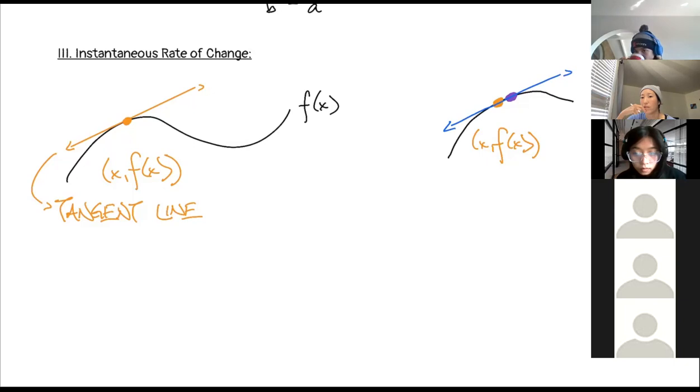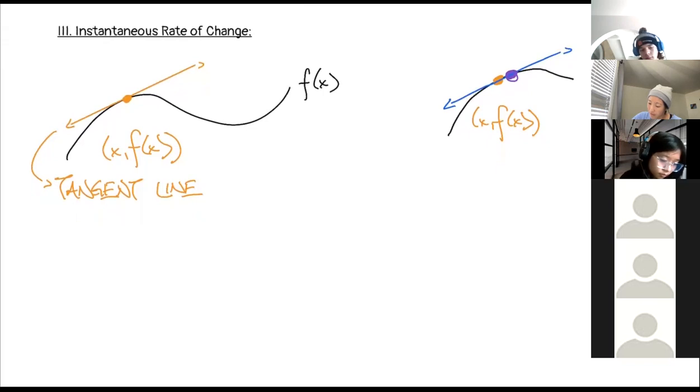What happens, do you think, as the purple point gets closer and closer and closer to the orange point? Does that make the slope of the secant line similar or more different from the tangent line? Very similar. So if we kept moving this point closer and closer to the orange one, we would effectively be saying, let's use the slope formula, but with 2 points that are super close together.